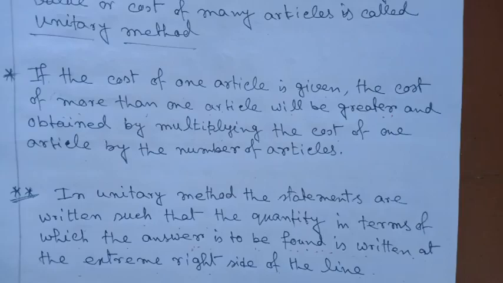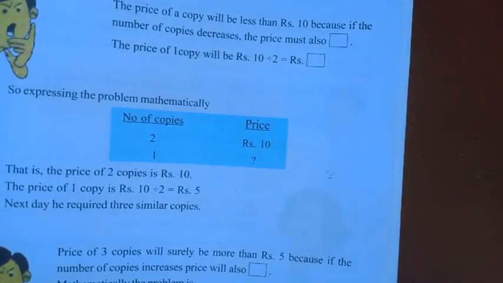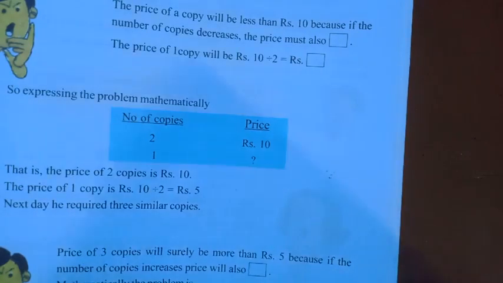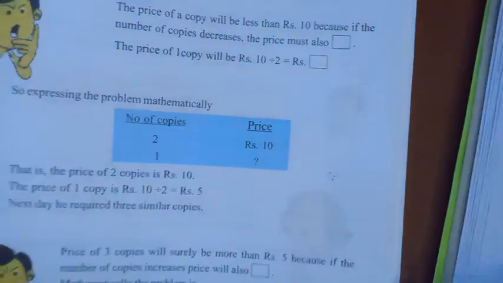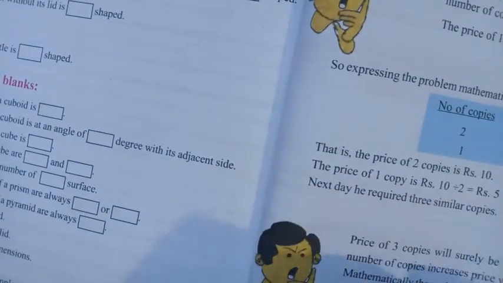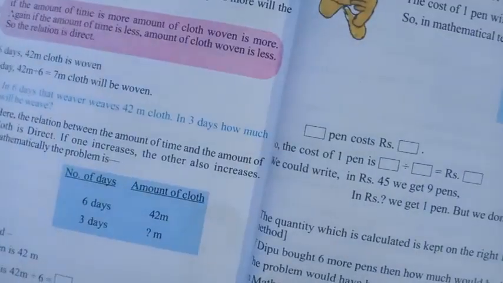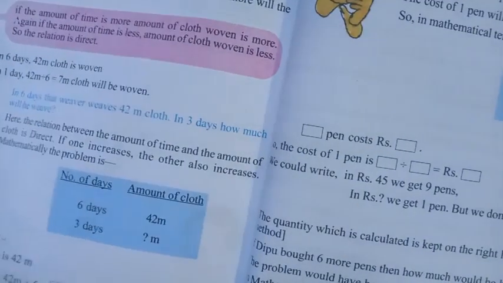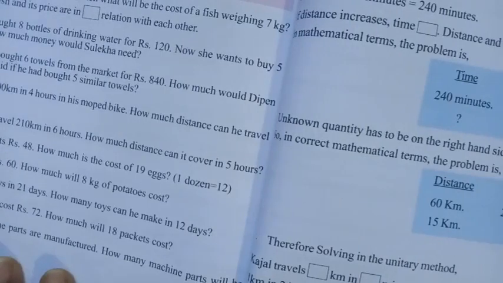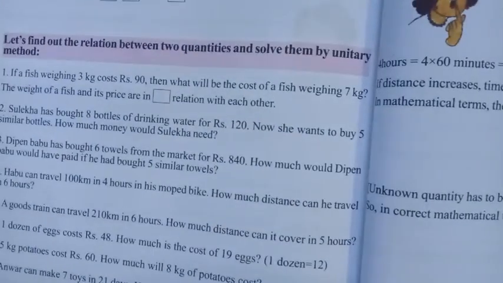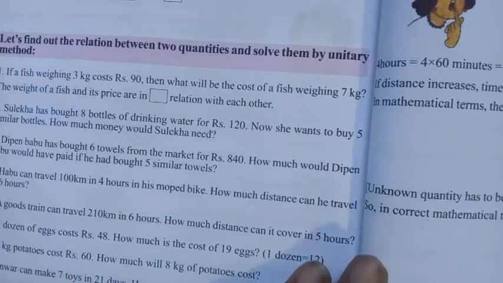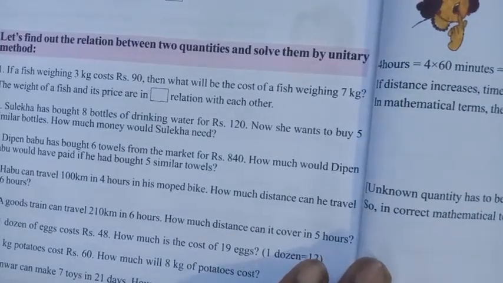In your book, open your book and go to page number 198. Go to page number 198. Let's find the relation between the quantities and solve them by the unitary method.